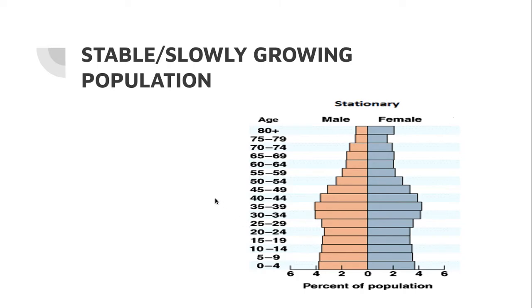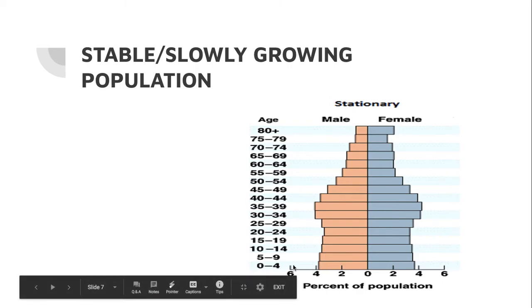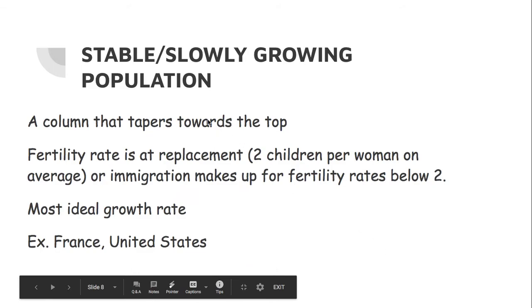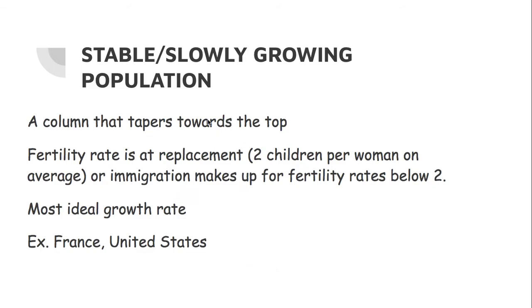Our next pattern is the stable or slowly growing populations. All right? So you'll note here, instead of having a whole bunch of people at the bottom and it tapering off, it kind of goes straight up. Okay? So this looks more like a column instead of a pyramid. All right? Fertility rate is at replacement in these populations. So on average, each lady is having about two youngins. All right? That's enough to replace both parents. All right, so eventually the population doesn't really change that much.